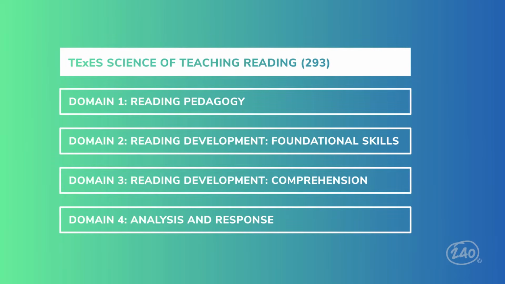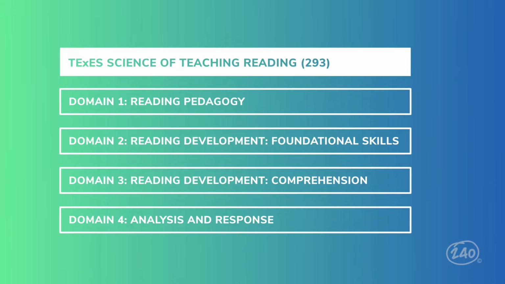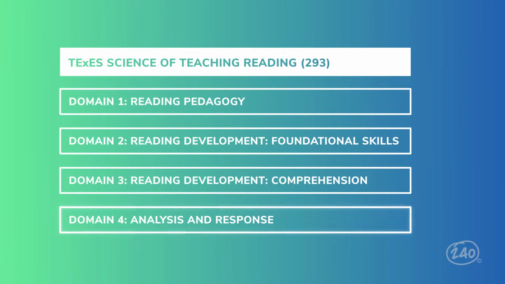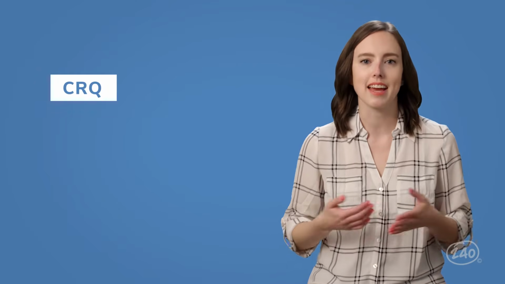Now, the STR consists of 4 domains: reading pedagogy, reading development foundational skills, reading development comprehension, and analysis and response. Each domain has competencies with descriptive statements listed under it. The STR includes 90 selected response questions, which come from the first 3 domains, and 1 constructed response question, which comes from the last domain. A constructed response question, or CRQ for short, is like an essay.